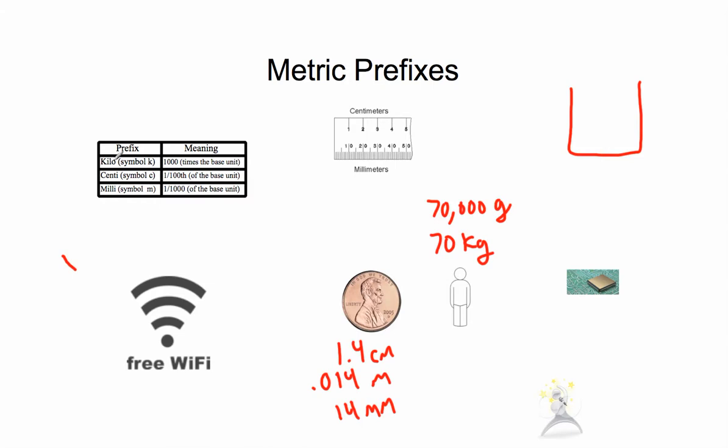Similarly, you can have a kilogram, you can have a centigram, which is a pretty small amount. For example, a penny has a mass of a few centigrams. A milligram is an even smaller amount. So you can have a milligram, a kilogram, or a centigram, a kilohertz, centihertz, or millihertz. And so any of these prefixes can be attached to the base units.